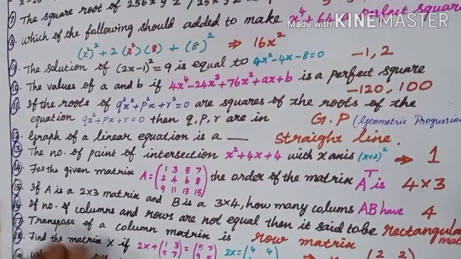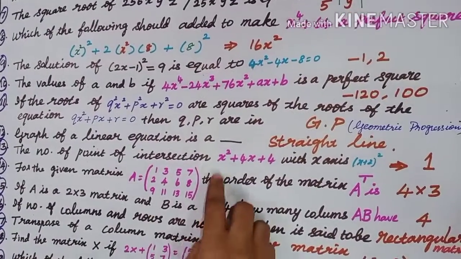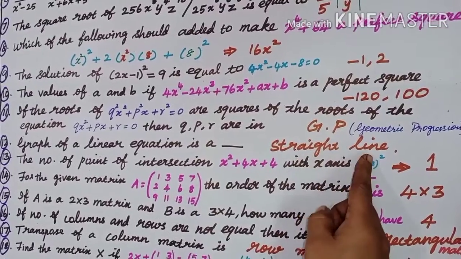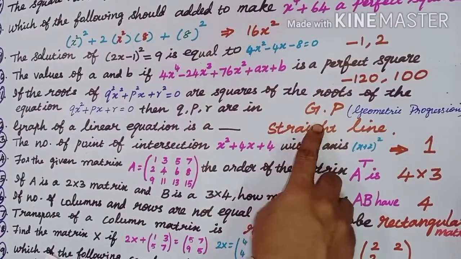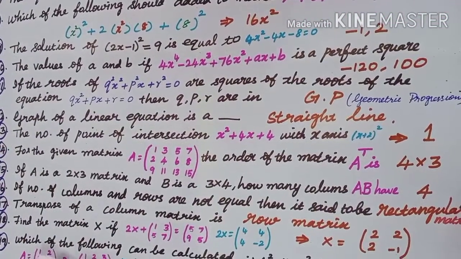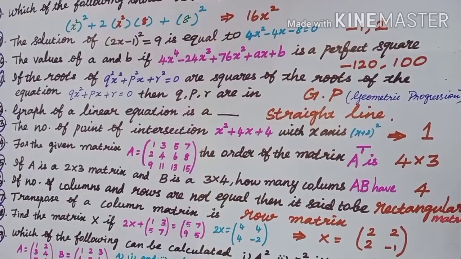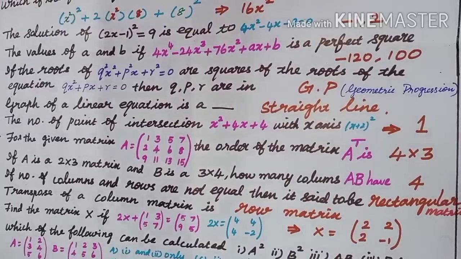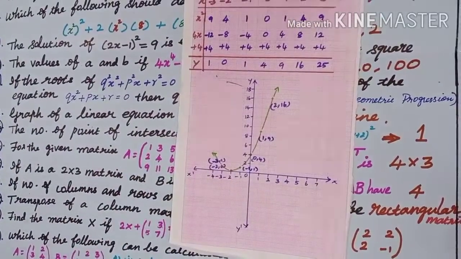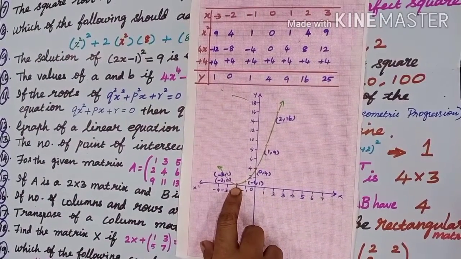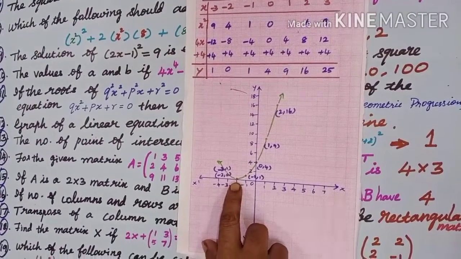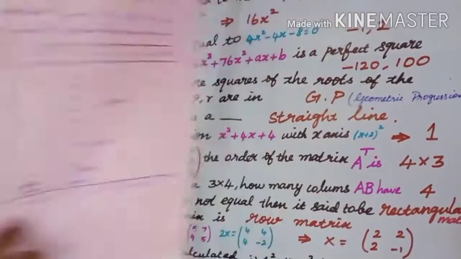We move to the 12th one: graph of a linear equation. Obviously we know this is a straight line. So your answer is straight line. 13th question: number of points of intersection of x² + 4x + 4 with the x-axis. Here the graph. So with the x-axis, how many intersecting points do you see? So only one point. So this answer is 1.